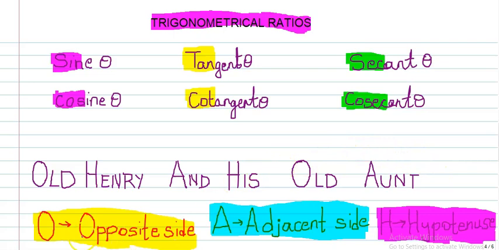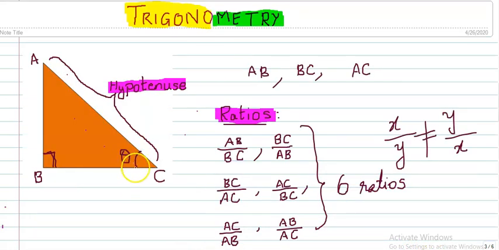But before moving on, we need to understand that the letter O represents the opposite side of the triangle, A represents the adjacent side, and H represents the hypotenuse. If we consider angle C, this is the angle under consideration, then what is the side opposite to angle C? That is, what is the side opposite to angle theta? AB will be the side opposite to theta.